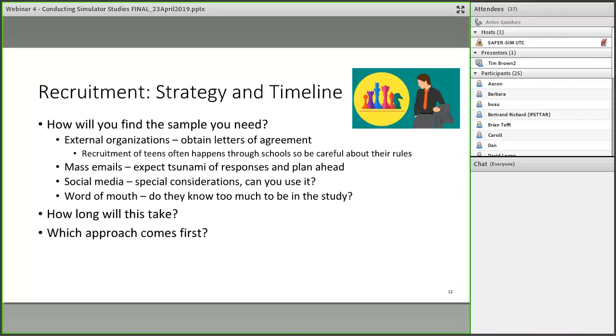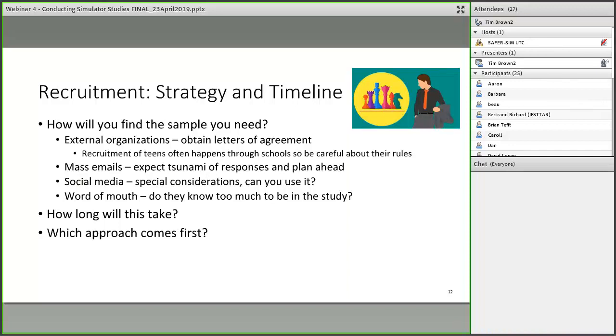Social media, you need to think about what you can use in terms of your institution. But there's also challenges there depending on the approach you use. Things get shared very easily. People can start commenting on them, and so if your research has any negative aspects to it, if you're studying something people are not in favor of, you run that risk.